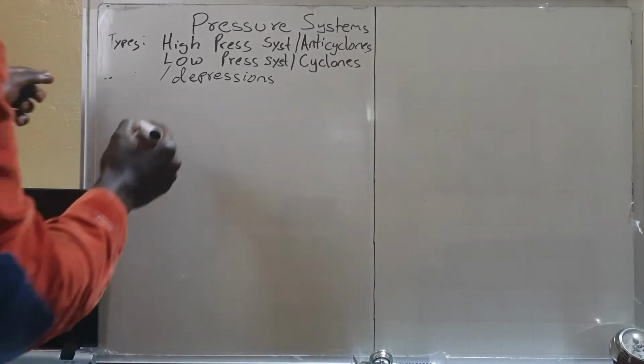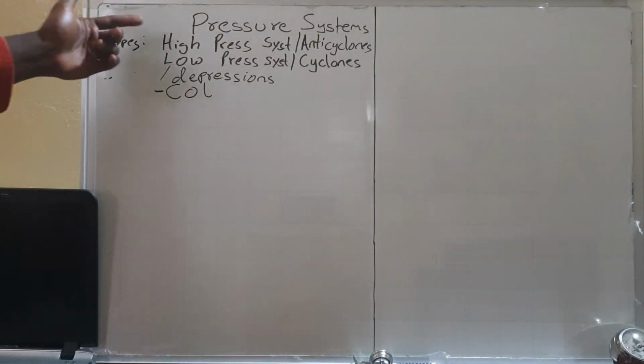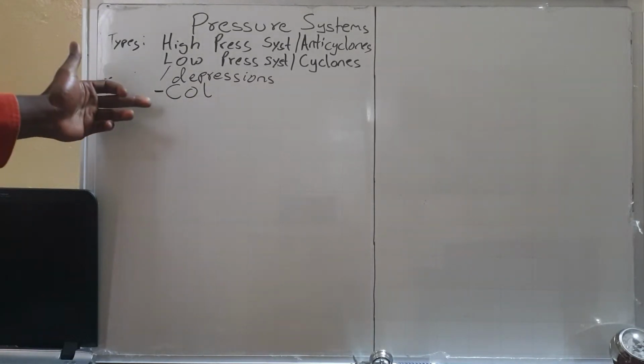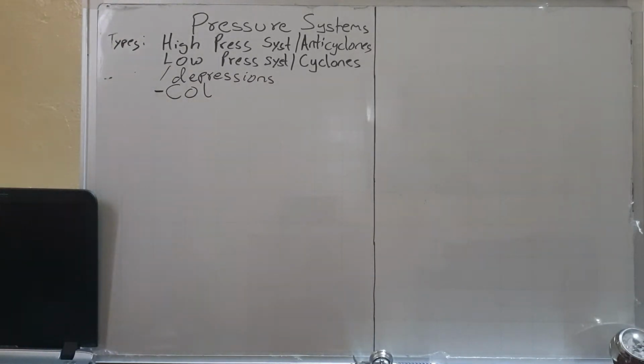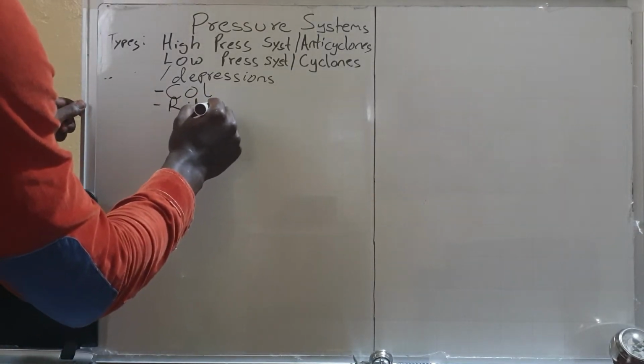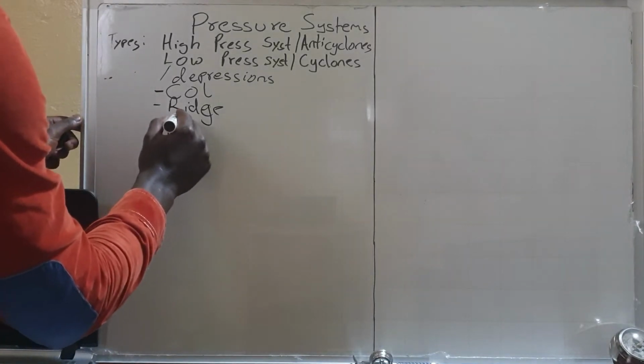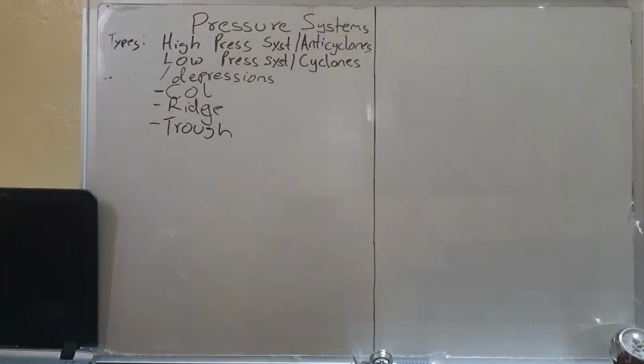We call it a col. So we have high pressure system, low pressure system, and then we have a col. A col is a formation, a place where we don't have either a high pressure system or a low pressure system. Just to mention, we also have what we call troughs and ridges. A ridge is related to the high pressure system, and a trough is related to the low pressure system.